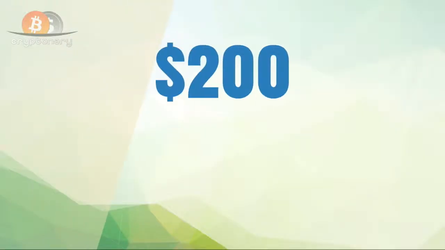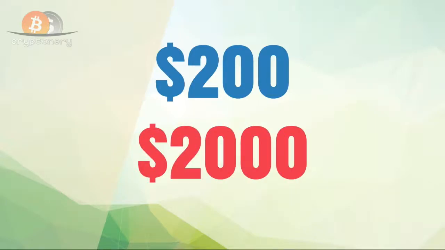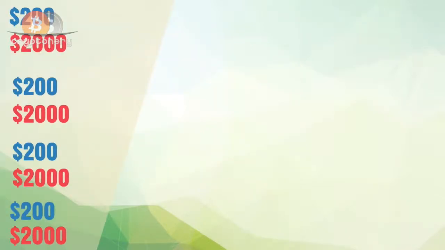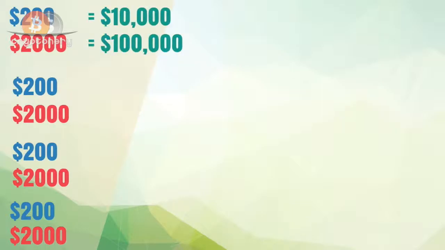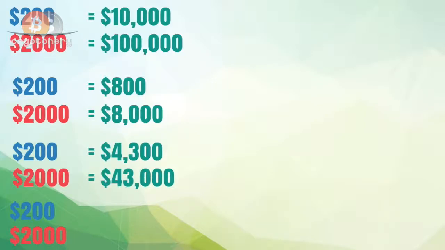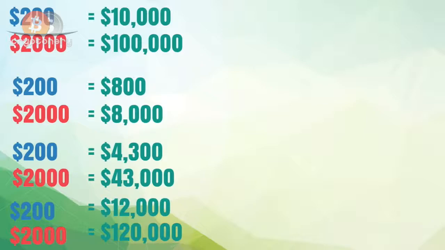Let's break this down into its simplest form with a real life scenario. From the perspective of a relatively small investment and a slightly larger investment, we will use $200 and $2,000. Had you invested either of these sums on January the 1st into the 4 cryptocurrencies we just mentioned, at the all-time highs you would have received roughly, for Ethereum, $10,000 and $100,000. Bitcoin, $800 and $8,000. Litecoin, $4,300 and $43,000. Ripple, $12,000 and $120,000.